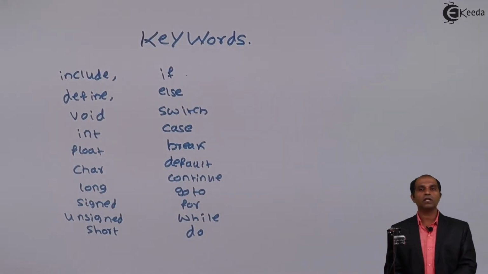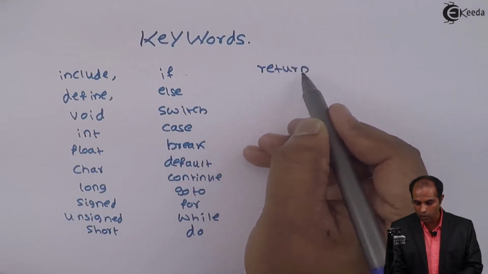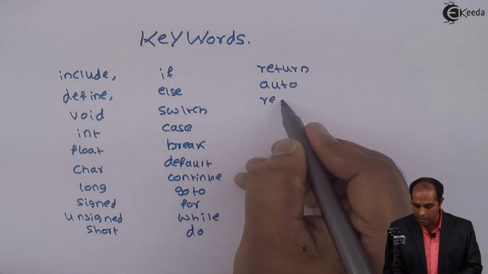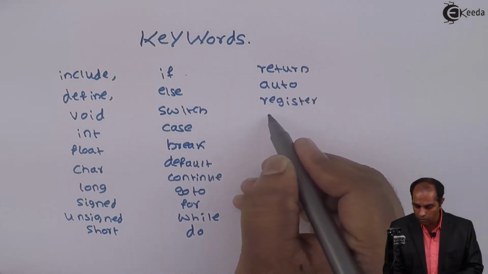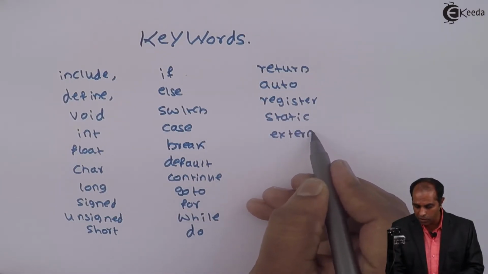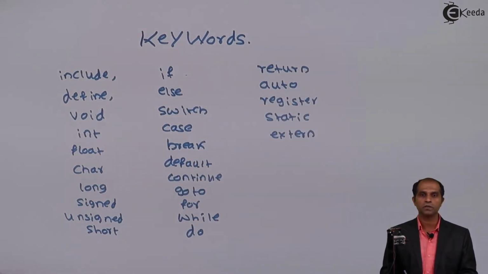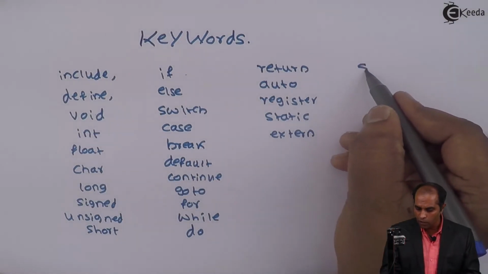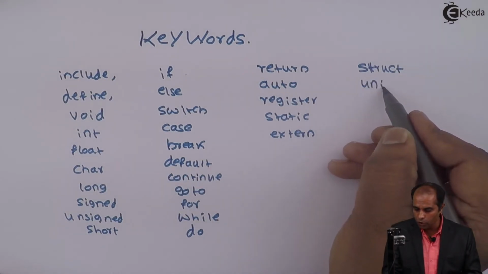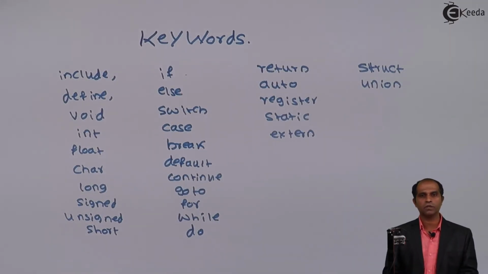As we move on to functions, there we'll be studying keywords like return. We'll be studying a keyword called auto, a keyword called register, a keyword called static, and a keyword called extern. All these are keywords which we generally use with functions. Then in the last bit, we'll be using the keyword struct, and a keyword called union. Now these are the keywords which are regularly used in our C language.